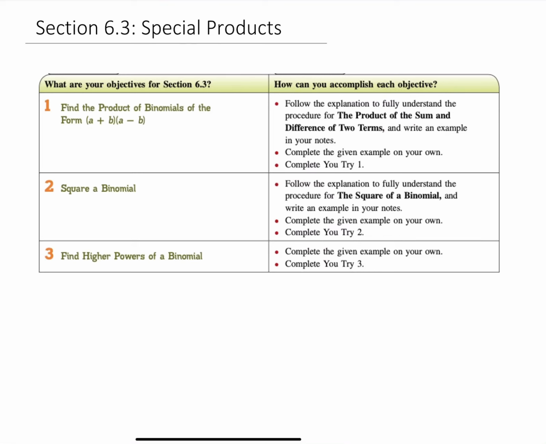In this video, we're covering section 6.3. It's called Special Products. We're still in the topic of multiplying polynomials. So these are certain products of two polynomials of certain forms that show up a lot. So they have particular patterns that we can utilize. So we'll start with finding the product of two binomials in this form, a plus b times a minus b. We will square binomials, so that's looking at something like a plus or minus b squared. And then we'll see a strategy for finding higher powers of binomials, so higher than just the second power.